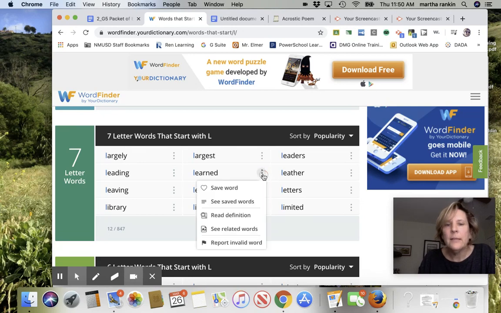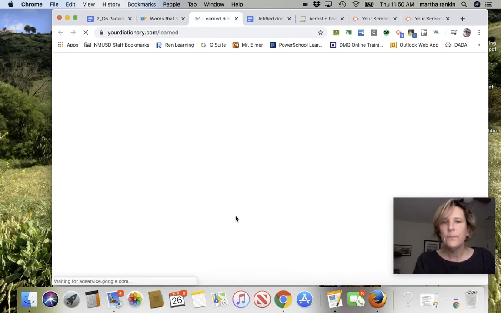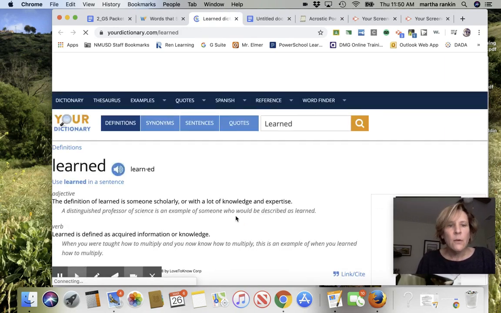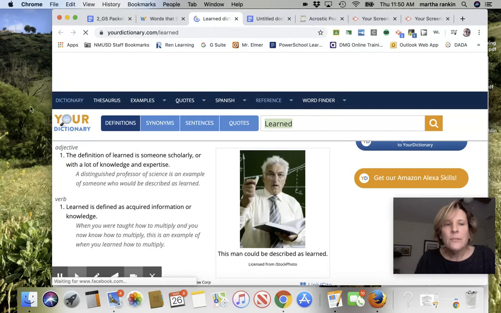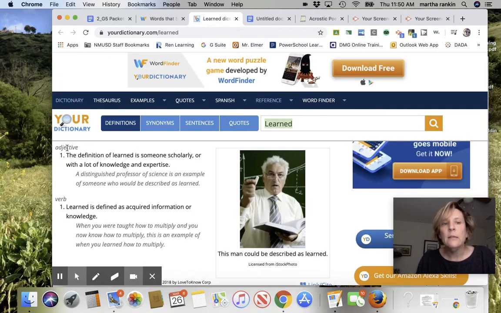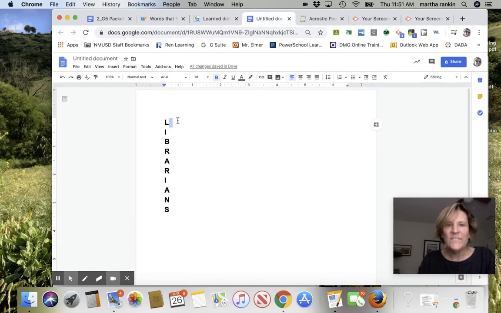Learned, past tense. I'm going to click on those 3 buttons and just read the definition. That might be helpful to me. Okay, y'all, look at this. Now, check it out. Learned is an adjective and learned is a verb. Now, you all know of the verb learned, past tense of learned, but look at this. An adjective. The definition of learned is someone scholarly or with a lot of knowledge and expertise. Now that describes my librarian. So I am going to do that.